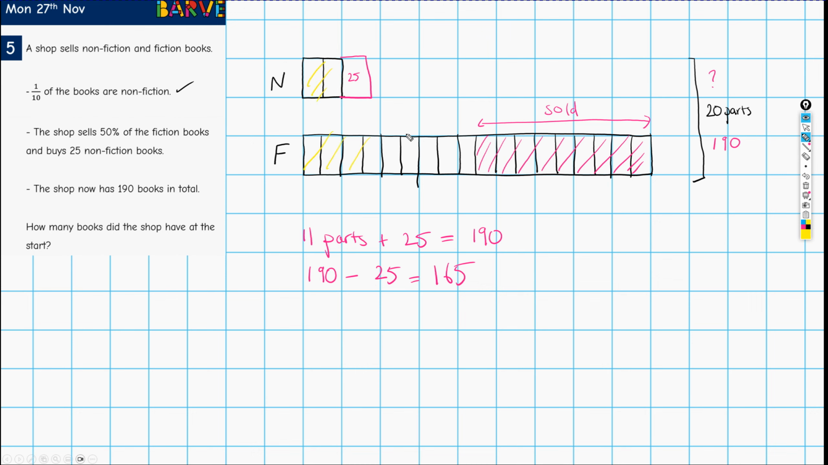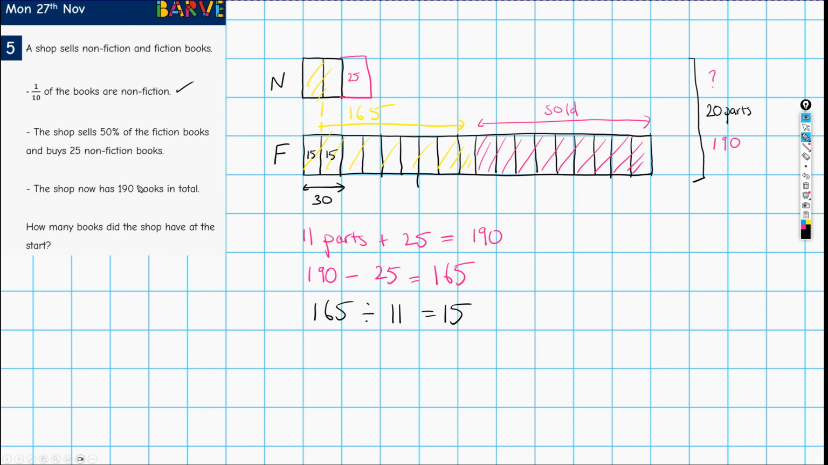So we have a value now for all of these parts. So all of these have a value. So this and this is 165. So we need to divide 165 by 11, by the 11 parts. So 165, we divide that by 11 and we get 15. So each of these half parts, as it were, has a value of 15. That means one of these original parts has a value of 30.